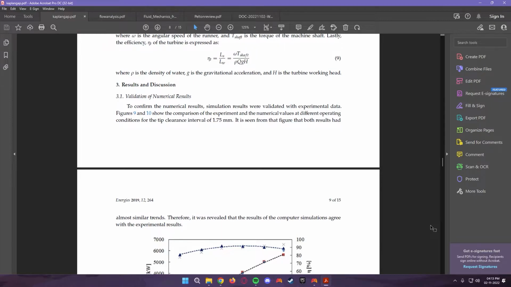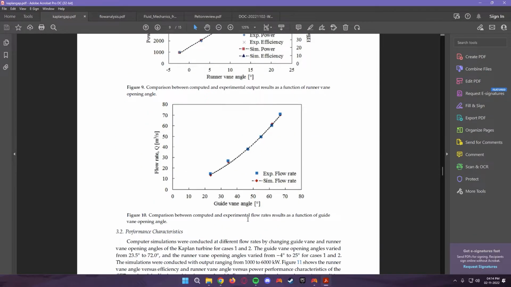Here, an increase in tip clearance was shown to occur with a decrease in efficiency owing to the unsteady flow. With this study focusing on analyzing the flow of the tip clearance and its effect on turbine performance as well as hydraulic efficiency, this research aims to improve the understanding of the flow field of the Kaplan turbine. Now, these are the results.